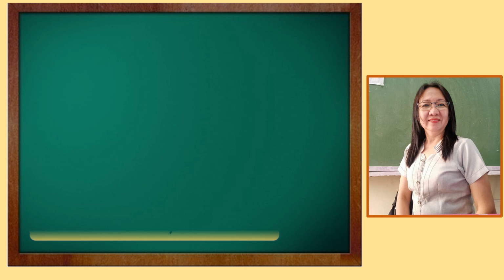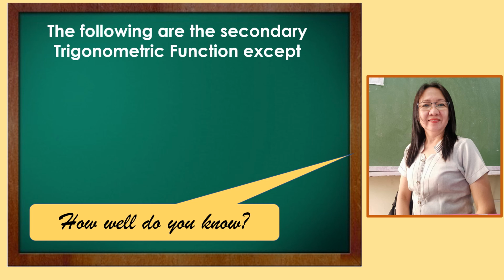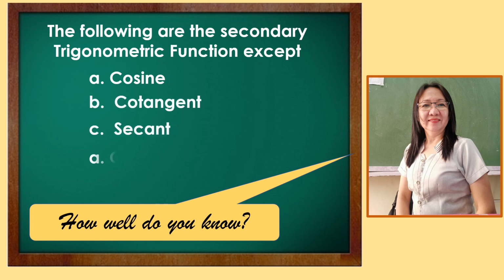Now it's time for me to check how well you know this. Try to answer this. The following are the secondary trigonometric functions except: is it A, cosine, B, cotangent, C, secant, or D, cosecant?